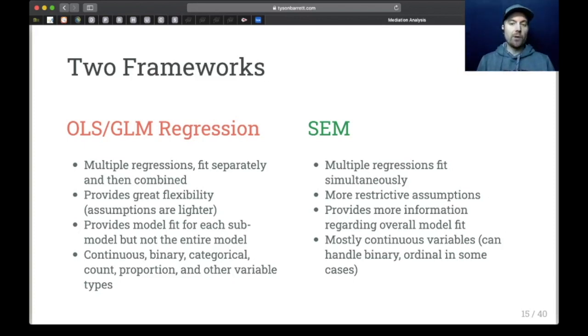For SEM, the multiple regressions are fit simultaneously. It's all together. The assumptions are slightly more restrictive. Generally, you need a bigger sample size overall, but it provides more information regarding the overall model fit. How does this model look compared to the data? And generally in SEM, you're usually working with continuous variables, but it can handle binary, ordinal, and some other types in some cases. You just have to specify that specifically with SEM in different ways than what you would in OLS or GLM.